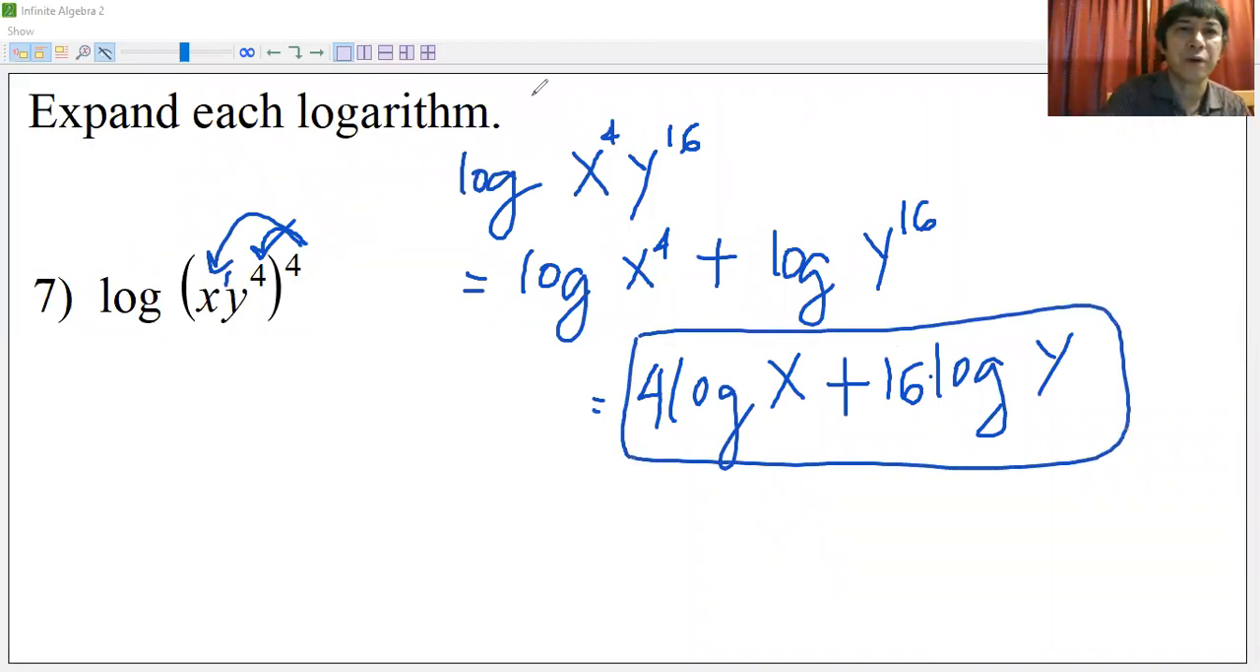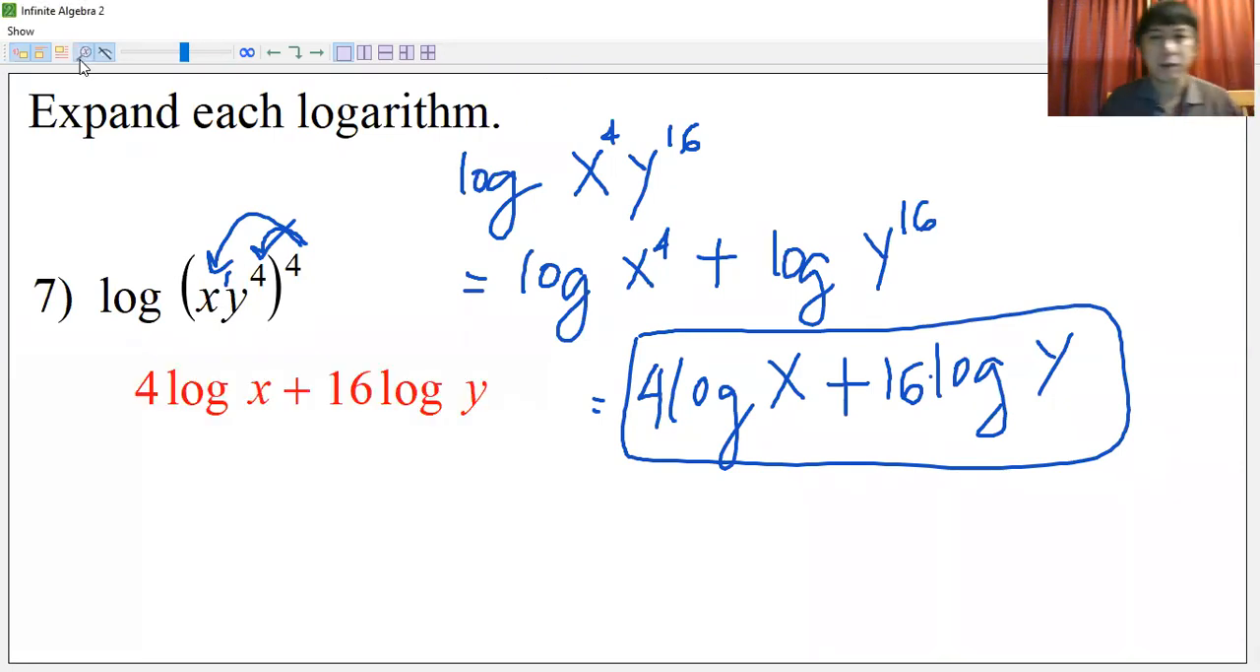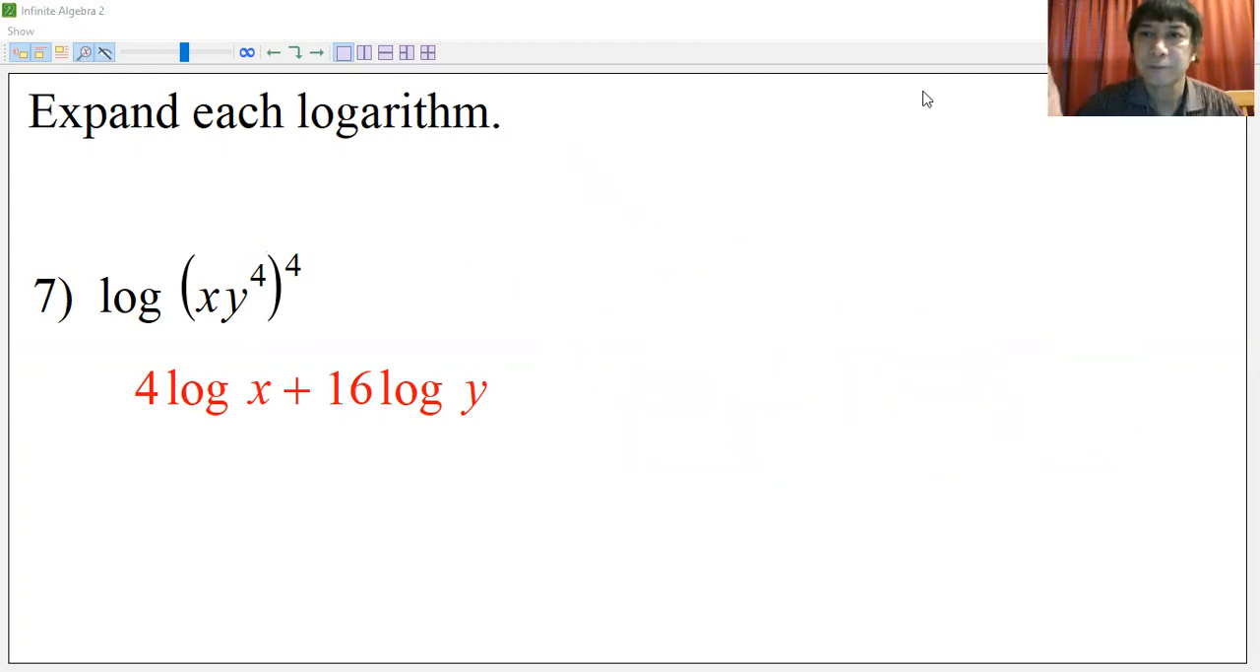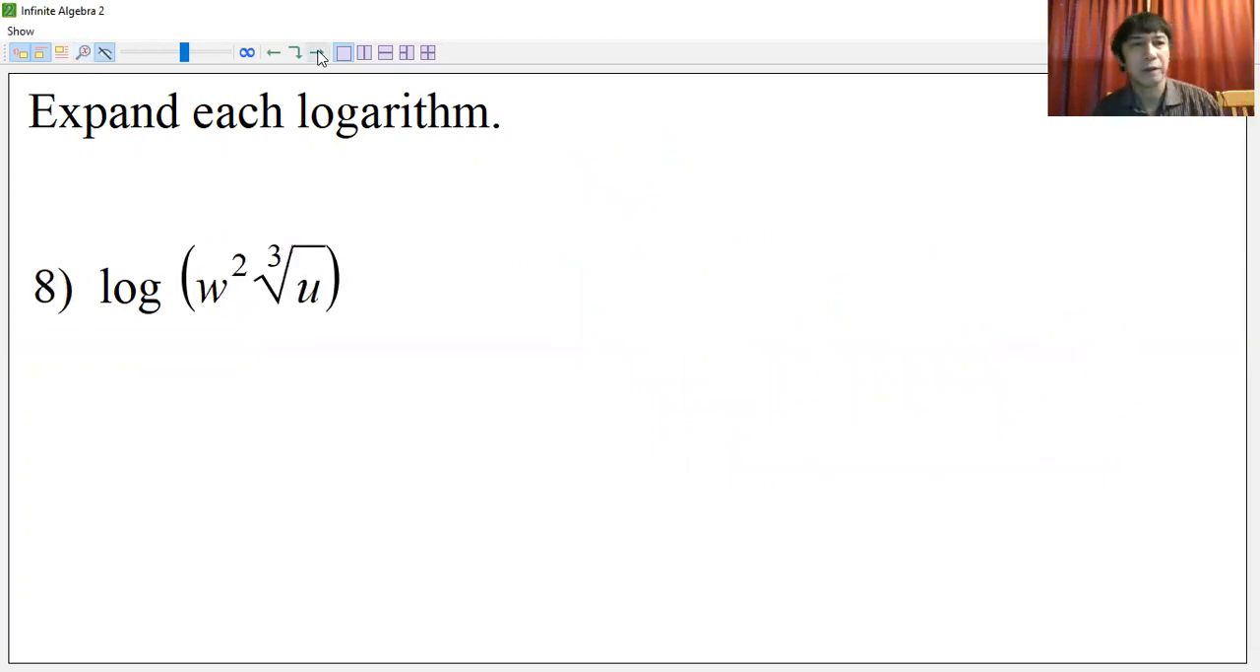Okay, all right, then we can verify the answer there. So you can see 4 times logarithm of x plus 16 logarithm of y. So that should be our answer for number 7. Okay, so next we'll be doing number 8. Here's number 8. All right.